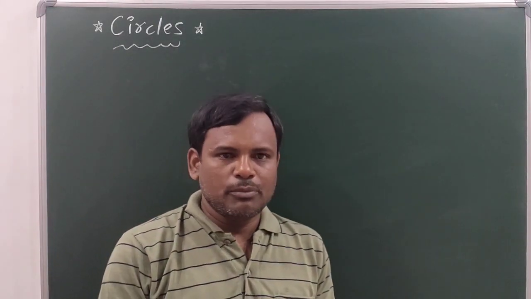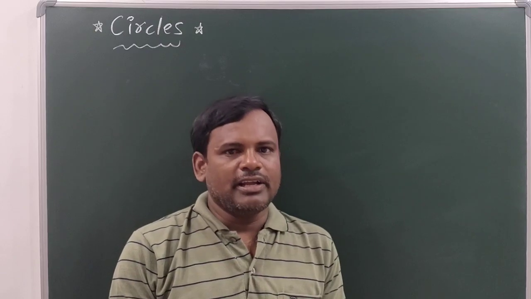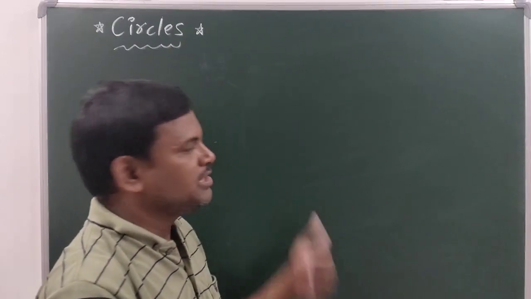In this class, now I am going to explain circles. So first let us see the definition of circle. A locus of point which moves equidistantly from a fixed point is known as a circle.